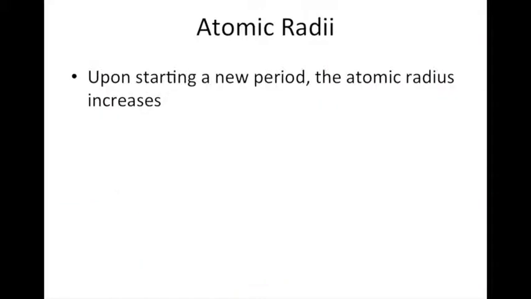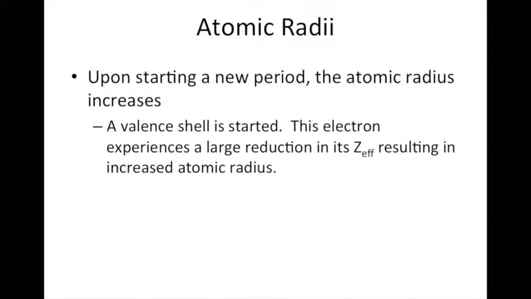We said the atomic radius increases. Well, this is because when we start a new period, a new valence shell is started. And so much as we said before, when we start a new valence shell, that shell is further from the nucleus, causing the atomic radius to increase. But it's also related to effective nuclear charge. When we start a new period or add a new valence shell, there is a large reduction in that atom's effective nuclear charge, resulting in increased atomic radius.